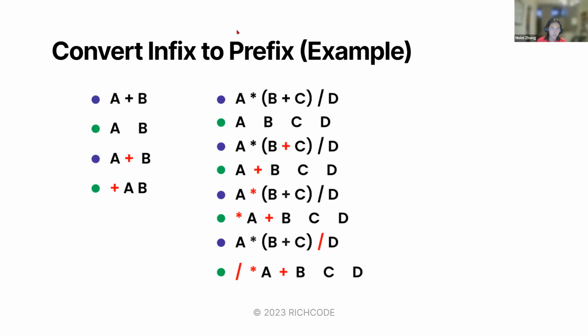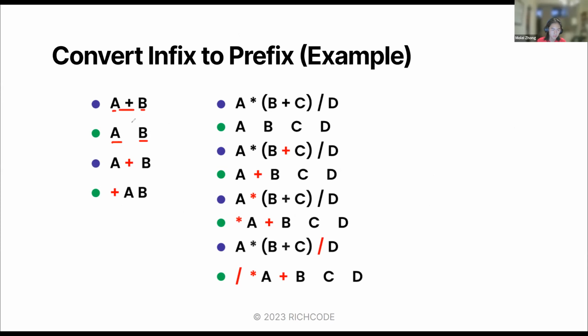So if we have an example here, a plus b. Our two operands are a and b. We just write them down in the order that they appear in. And then in the original expression, we have a plus here, and it's adding a and b. So we just put it in front of a and b like this. So the final expression is plus ab.